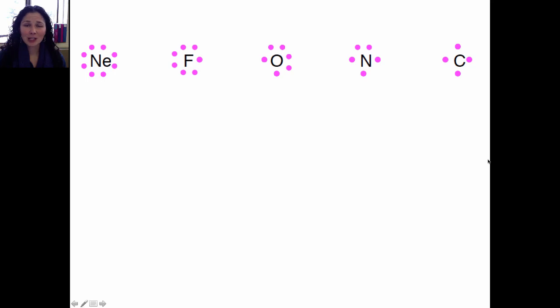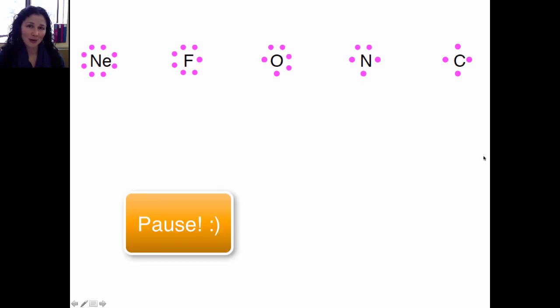Now I'd like you to pause the video and try to draw the Lewis dot symbol for chlorine, and then try to represent the chemical reaction that's underneath using Lewis dot symbols. Once you've given that a try, go ahead and unpause the video.